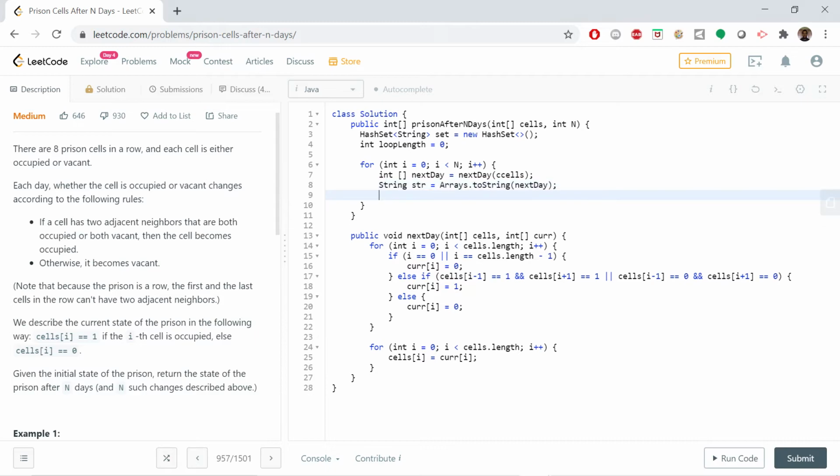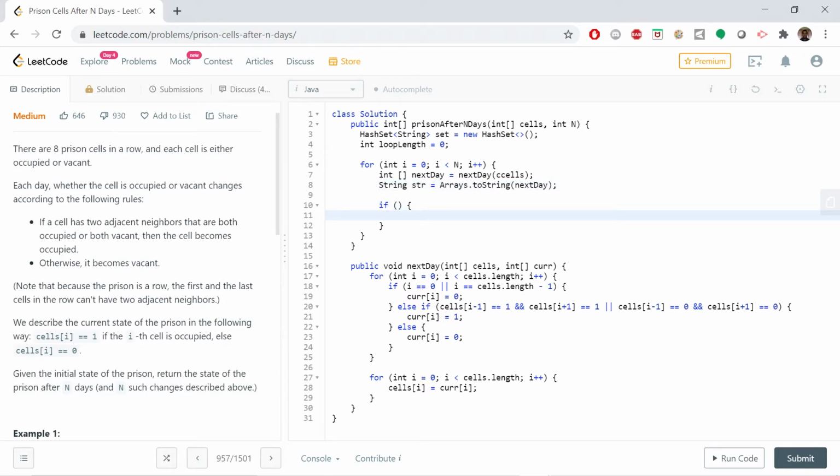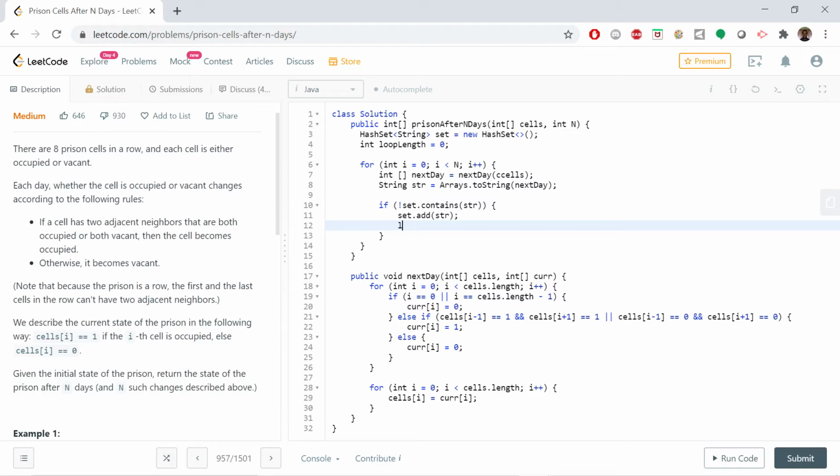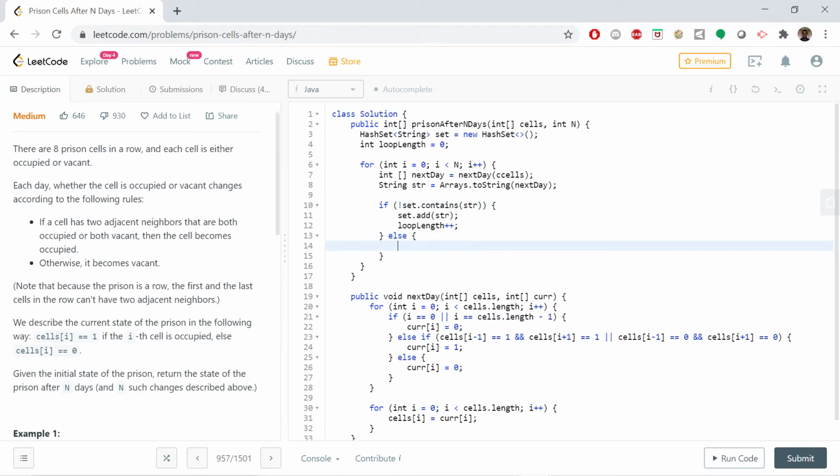And so now that we have this array, we can say if our set does not contain the string that we're currently looking at, we'll just go ahead and add it to our set. So add that guy in, and we'll also increase our loop length, because we know that if we see a fresh array, there's no possible way that we have detected the cycle just yet. Otherwise, if we actually have detected the cycle, we want to calculate our remainder.